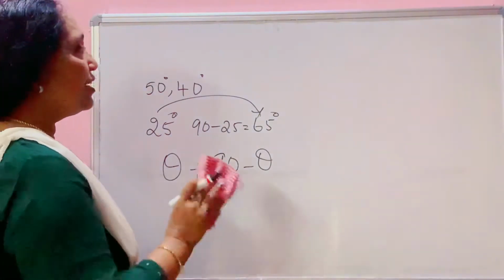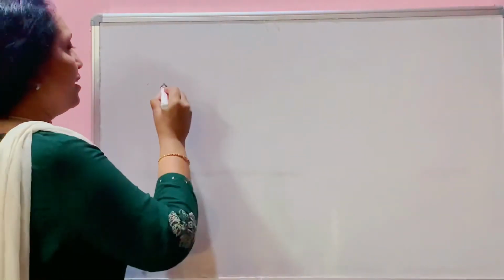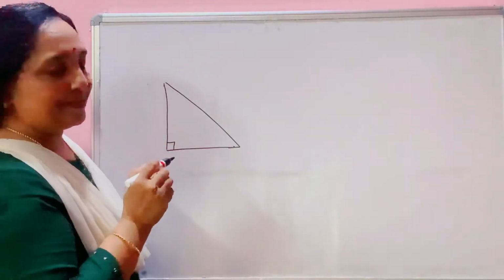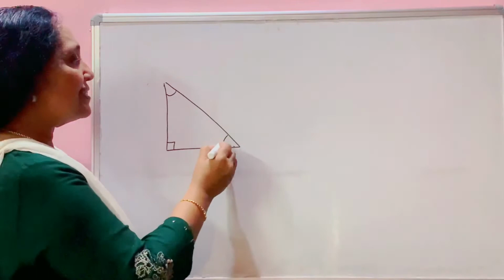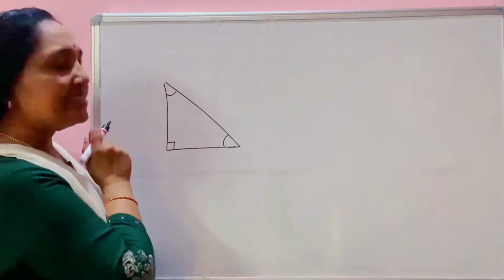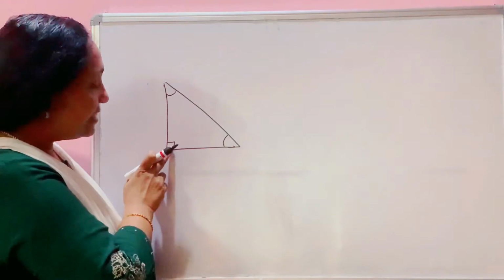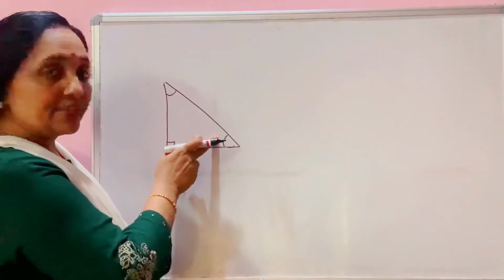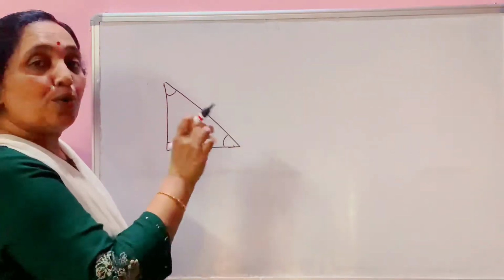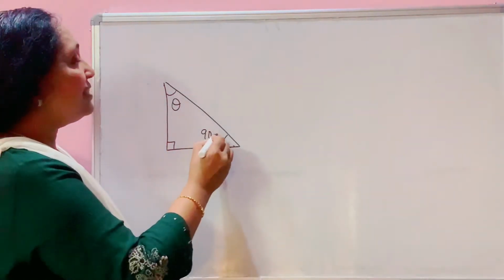Now let us find out the complementary angles in a right triangle. Look here. In this right triangle, this is 90 degree. Then what about these two angles? The sum of the angles in a triangle is 180 degree. Since this angle is 90 degree, the sum of these two angles will be 90. Isn't it? Yes. So these two angles are complementary angles. If this angle is theta, we can take this angle as 90 minus theta.